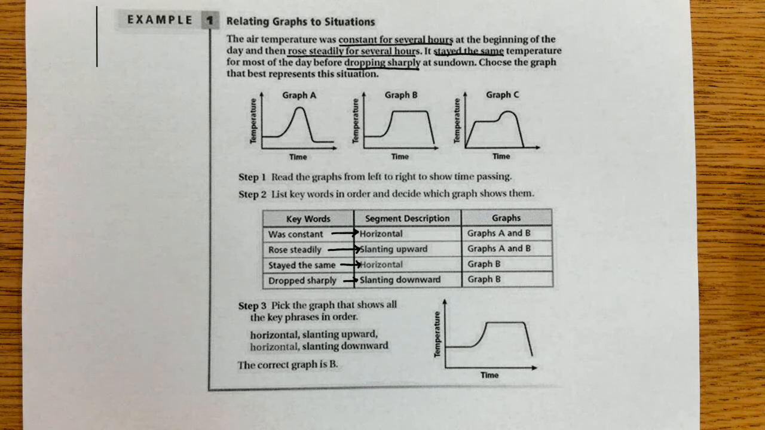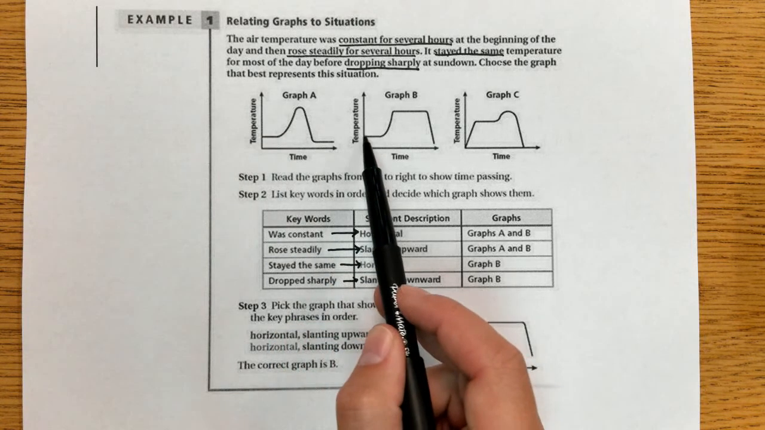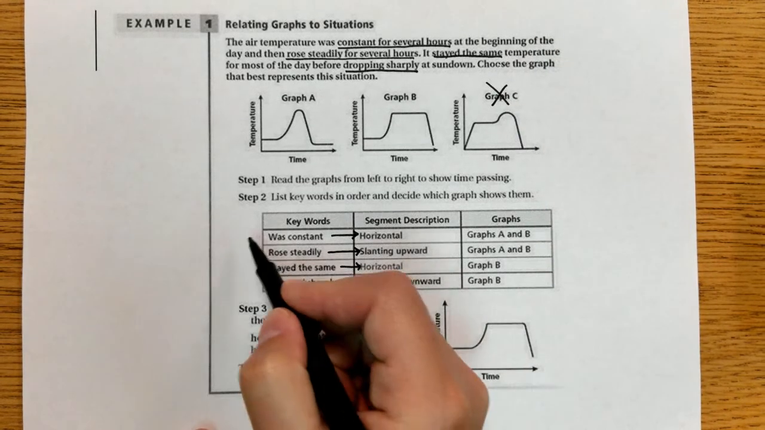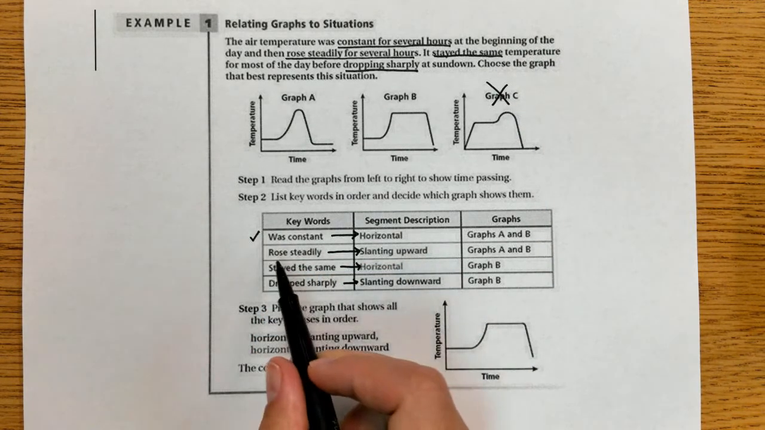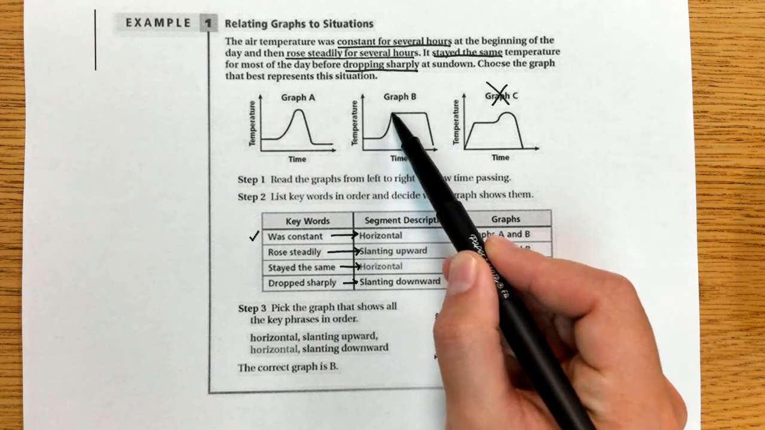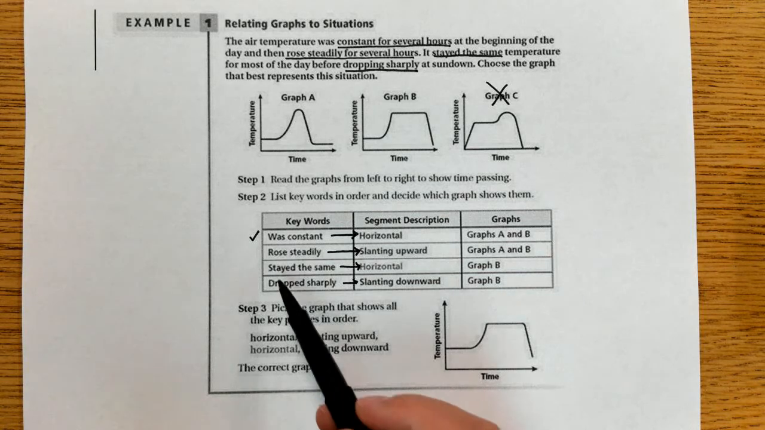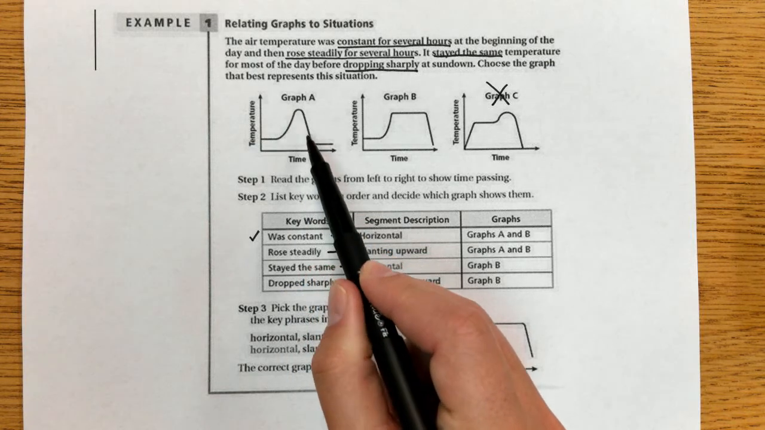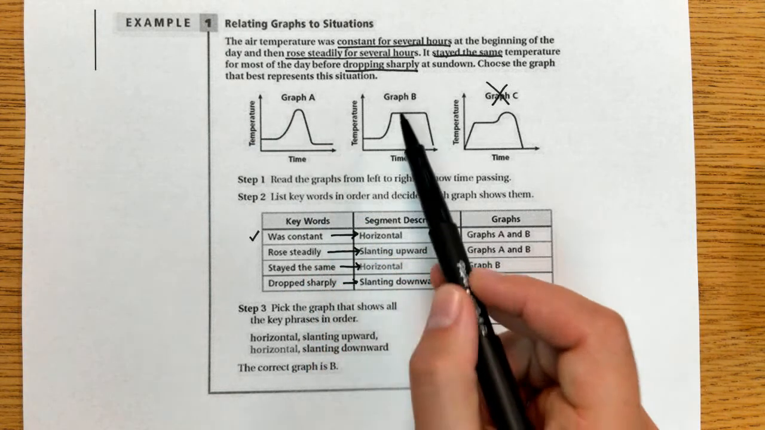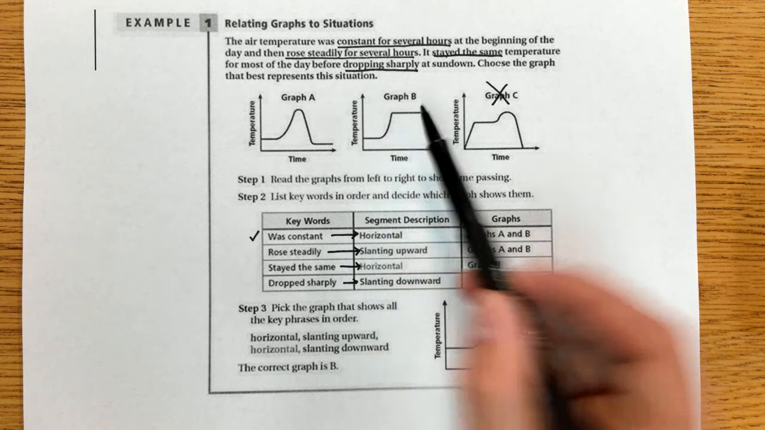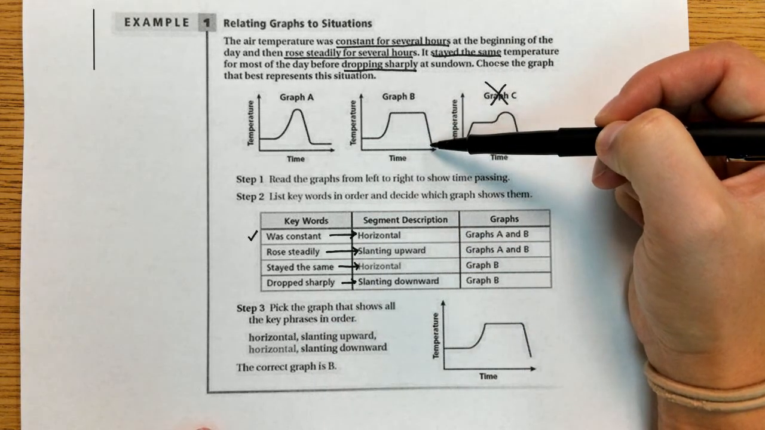So we need to find a graph that represents all of this. So starting constant, graph A and B start off constant, C is increasing, so C would not work. Okay, so we have starting off constant rate. Then rose steadily, so slanting upwards, so we're constant going up. So graph A and B still work. Then it stayed the same, so we're constant up. This looks like it kind of turns downwards, so graph A doesn't look like it's going to fit. Graph B, constant, increase, constant, and then we have that drop at the end, at sundown.